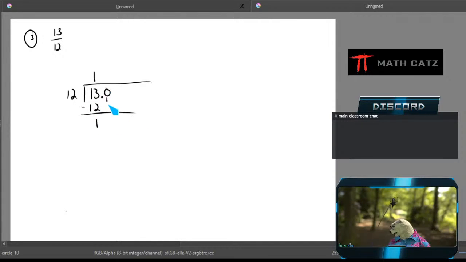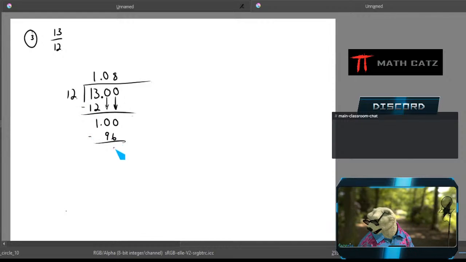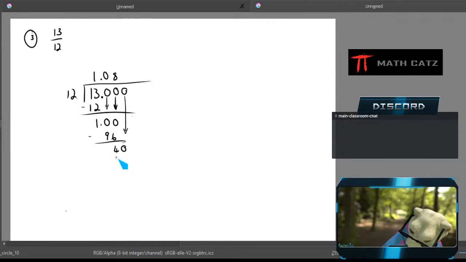I need some zeros here. So I have, relative to that position, 10. 12 goes into 10 0 times. I haven't done anything yet. Bring down another 0. Now I can look at it as 100. 12 goes into 100 8 times. 8 times 12 is 96. So then I have 4 left. It's not quite enough. Bring down another 0 for 40. 12 goes into 40 how many times? 3 times, for 36.